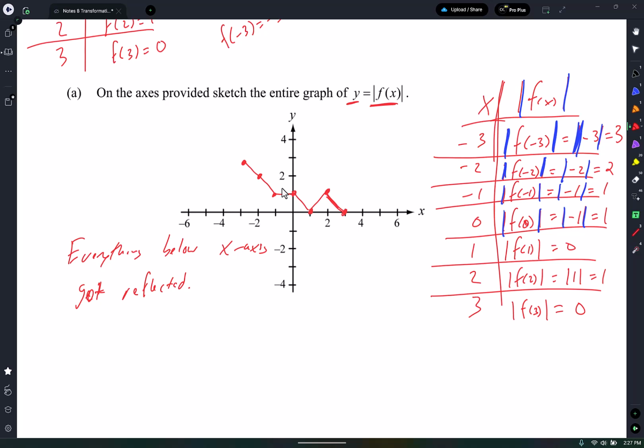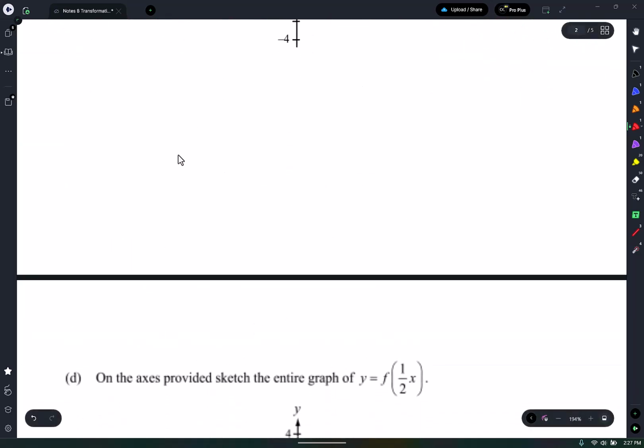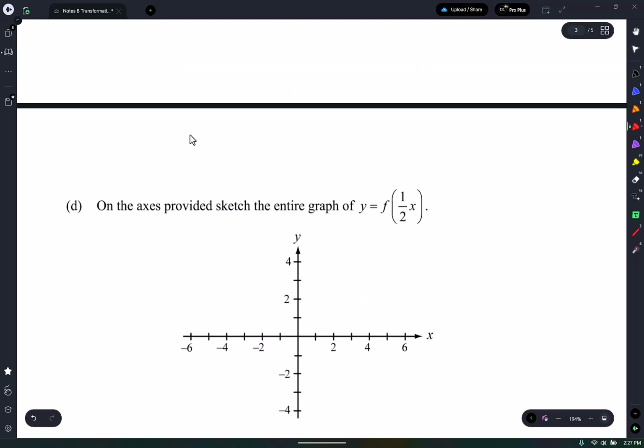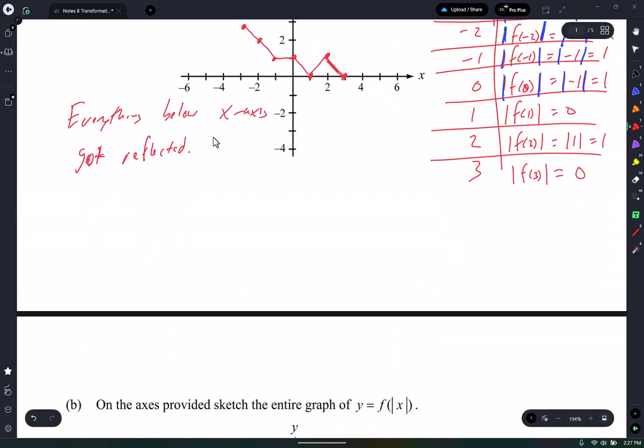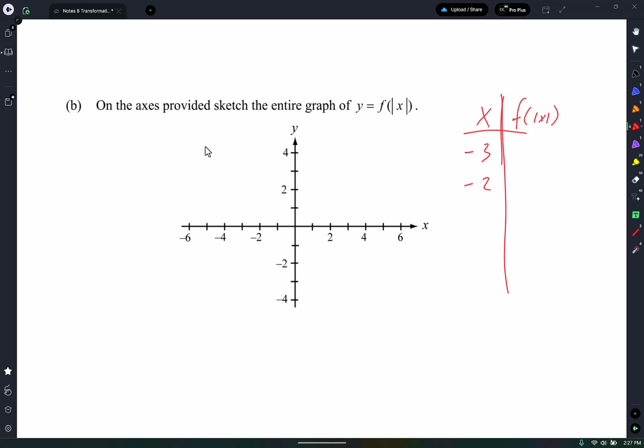Okay. This is not really the one that I want to focus on. I really want to focus on letter D and E, but let's just go through all of them since we already have them here. All right, letter B. We have the absolute value inside the x here. So I'm going to go x, f of absolute value of x, negative 3, negative 2, negative 1, 0, 1, 2, 3.